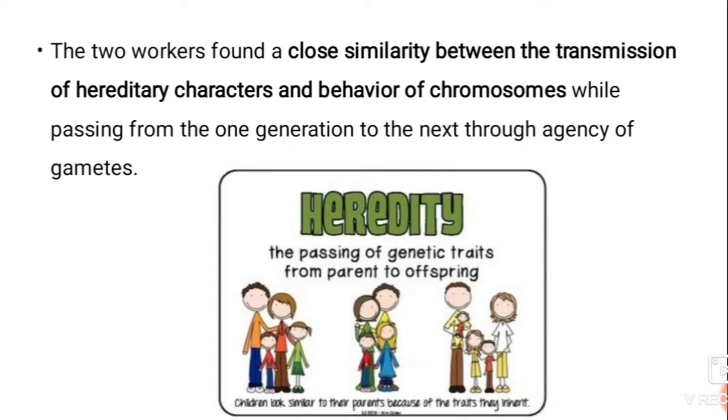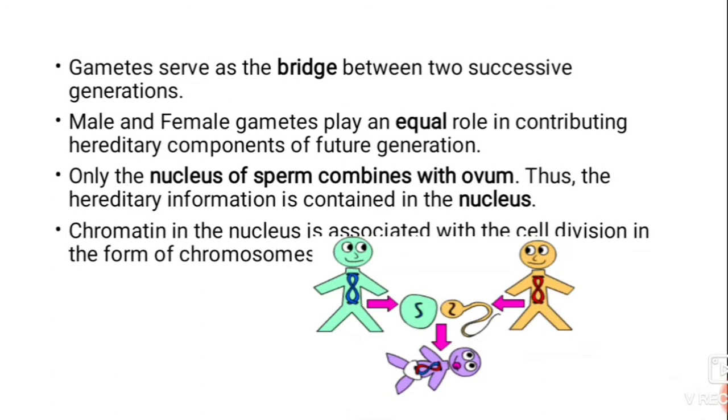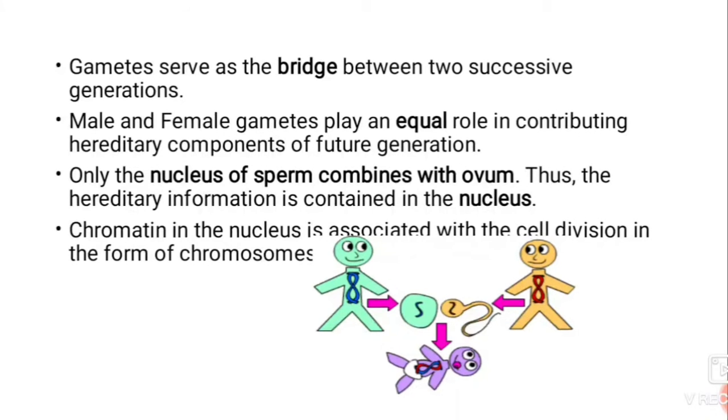Gametes serve as bridges between two successive generations, which means male and female gametes play an equal role in contributing hereditary components to the further generation. Only the nucleus of the sperm combines with the ovum. Thus, the hereditary information is contained in the nucleus only. The chromatin in the nucleus associated with cell division takes the form of chromosomes.